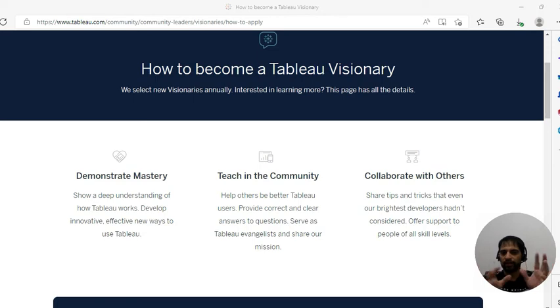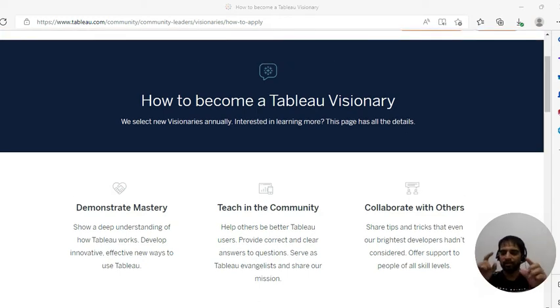Now you might think that it sounds similar to Tableau Ambassador only, but I think you need to level up yourself. It will be more difficult than Tableau Ambassadors. Matter of fact, there will be a lesser number of Tableau Visionaries with respect to Tableau Ambassadors. And it is not like you have to compulsorily be a Tableau Ambassador to be there. It's not necessary. When I have seen people who are not Tableau Ambassadors, they were directly nominated or selected as Tableau Visionary or say Tableau Zenmaster.